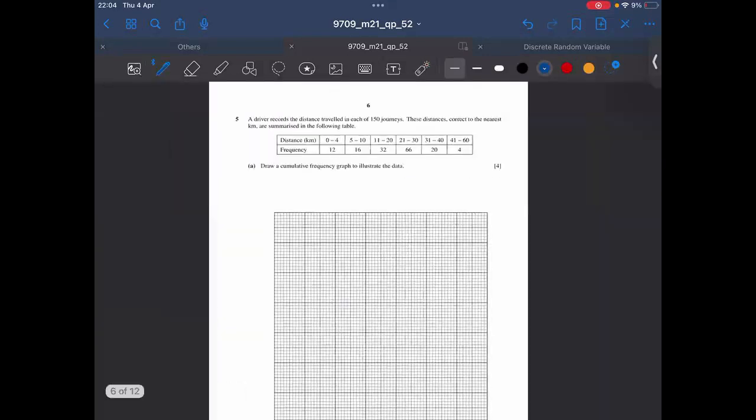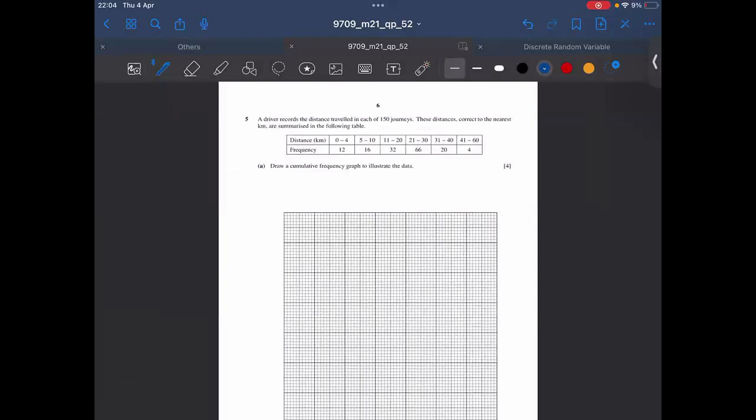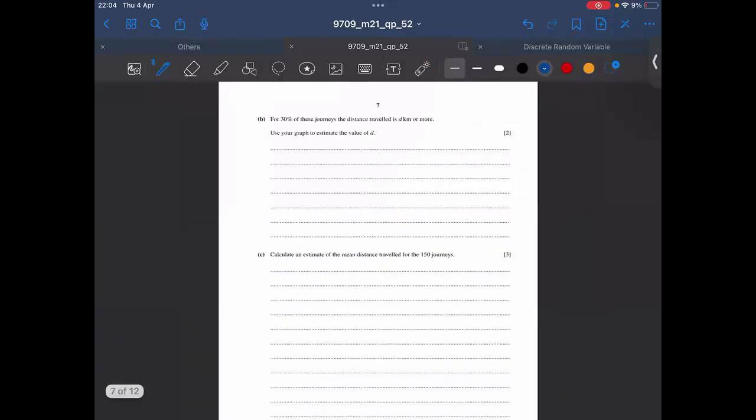Cumulative frequency graph. We can skip it for a while because that's quite easy. That's something you people have been doing. You people have done it at GCSE level as well, GCSE mathematics.